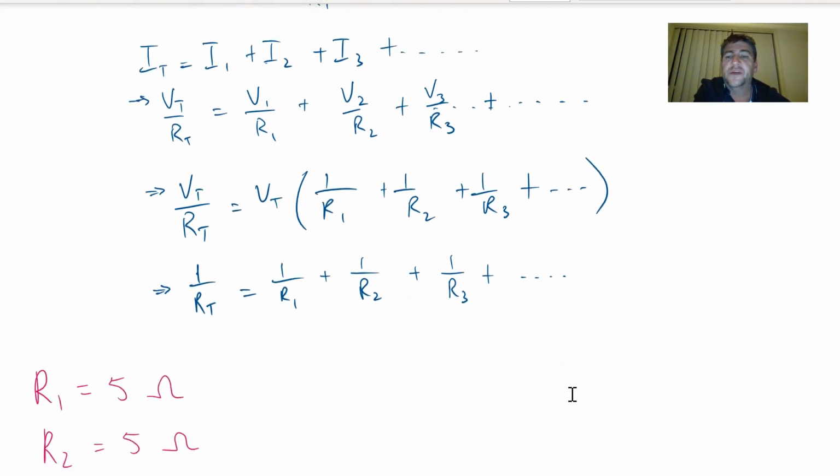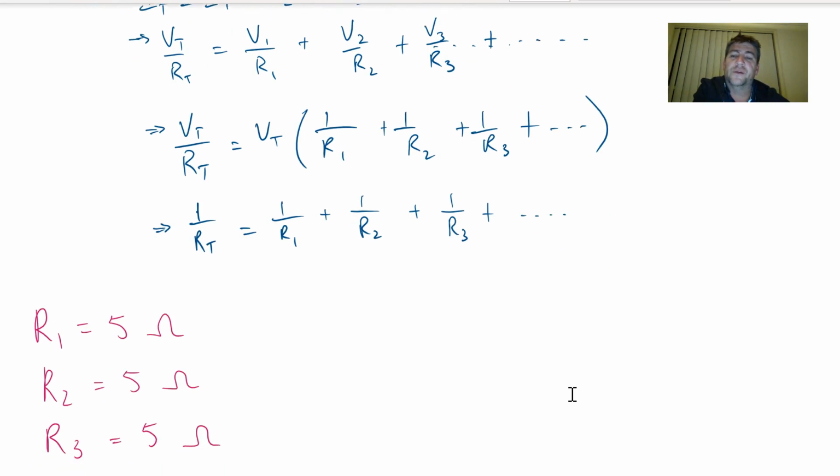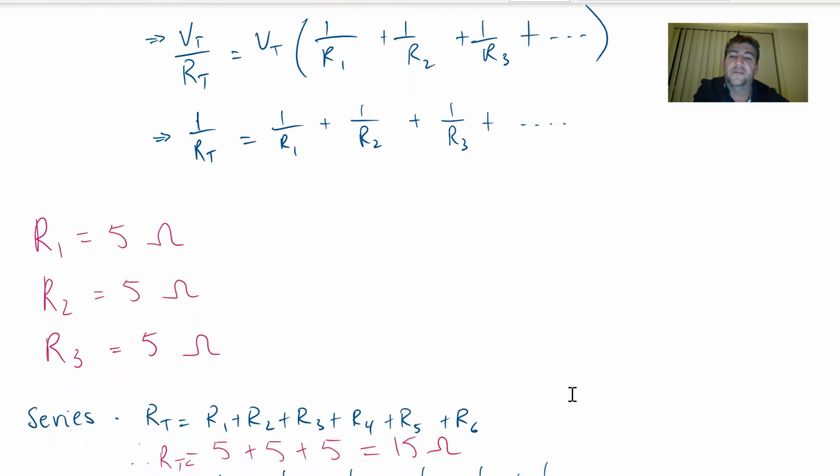So an example, we have 3 resistors and we connect them in series like this. 1, 2, 3. We add them up. Total resistance is 5, the first one, plus 5, the second one, plus 5, the third one. We end up with a total of 15 ohms. So Ohm's Law, we're naming after Ohm. This is the Greek omega. It kind of makes sense.